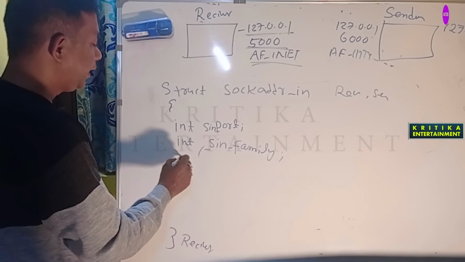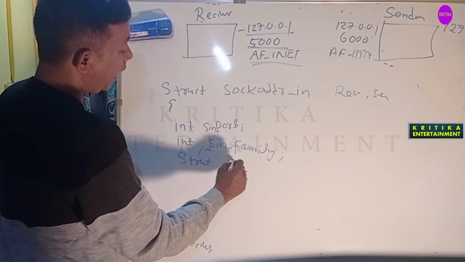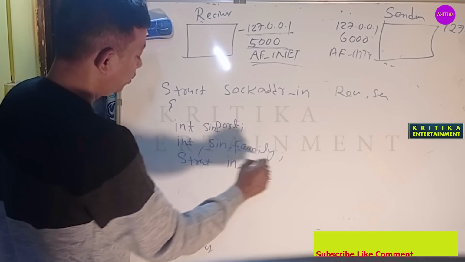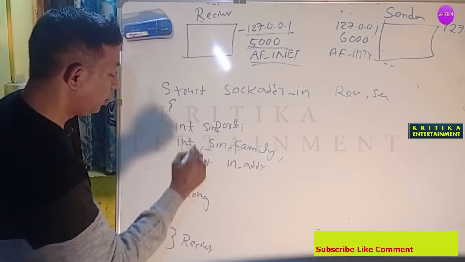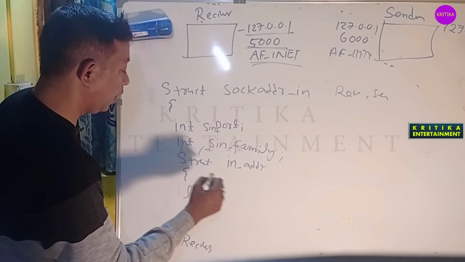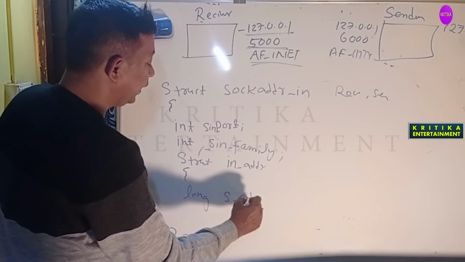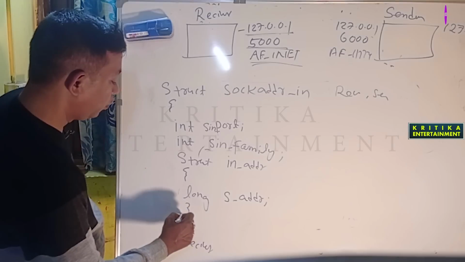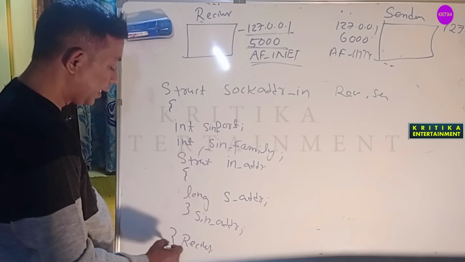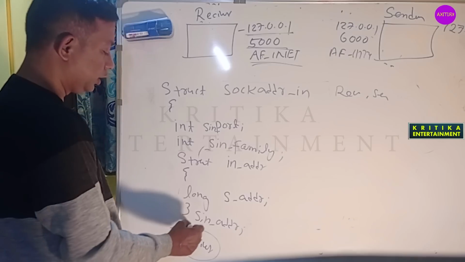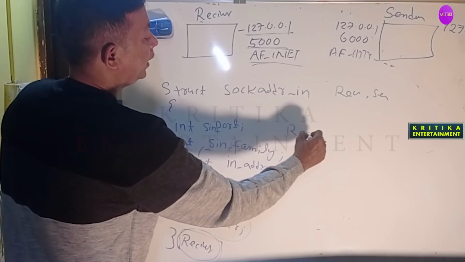Here I declare another variable, that is called struct in_addr. Inside I will declare long. Long is the large value of your integer. So here write s_addr. Then bracket close, I will write the sin_addr. Then you can decide this is called outer structure, this is called nested structure. So the outer structure variable means receiver. Then I will write receiver.